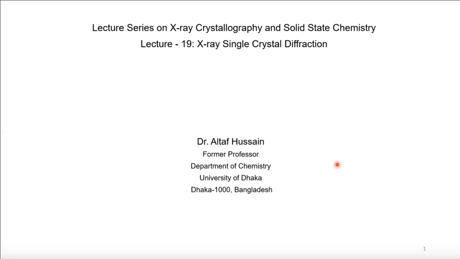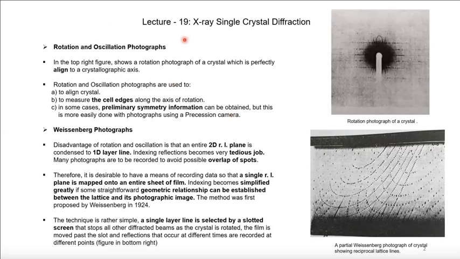We are talking about X-ray crystallography and solid-state chemistry, and this is the 19th lecture on single crystal structure determination. We were talking about how to collect single crystal data, and that is another lecture on it. We have been talking about the Weissenberg camera and what uses we can make of it. First of all, we can have rotation and oscillation photographs. What do you do with rotation and oscillation photographs?